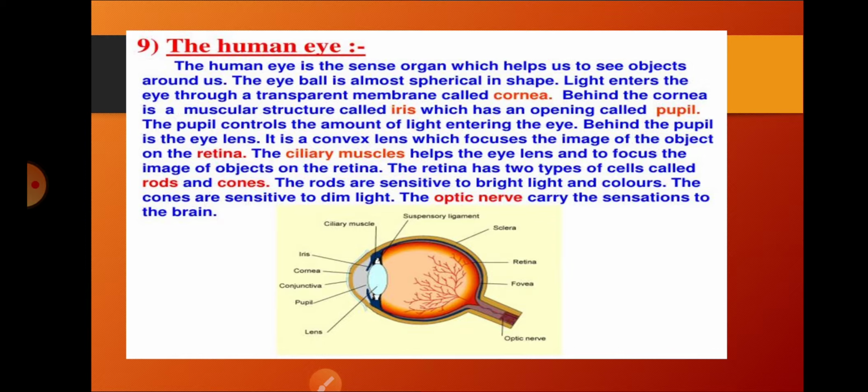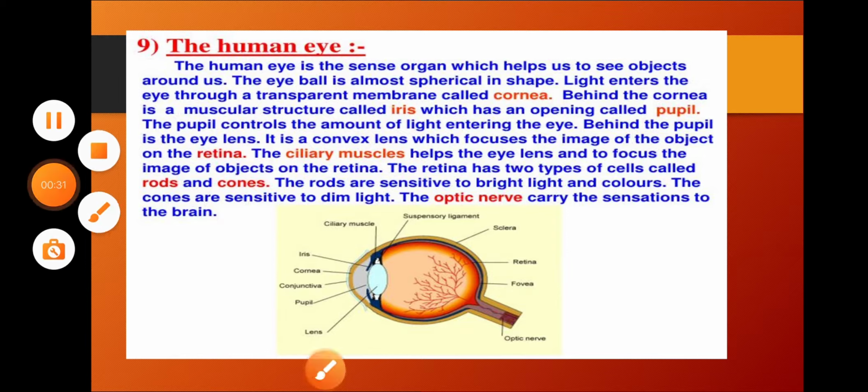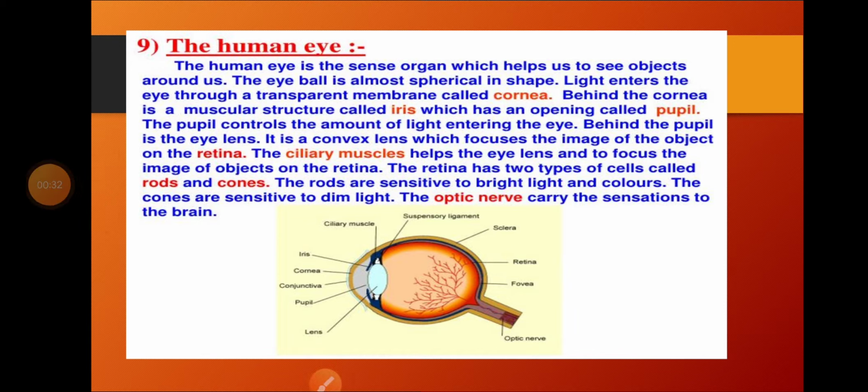The eyeball is almost spherical in shape. Light enters the eye through a transparent membrane known as the cornea. Behind the cornea is a muscular structure called the iris, which has an opening called the pupil, and the pupil controls the amount of light entering the eye.